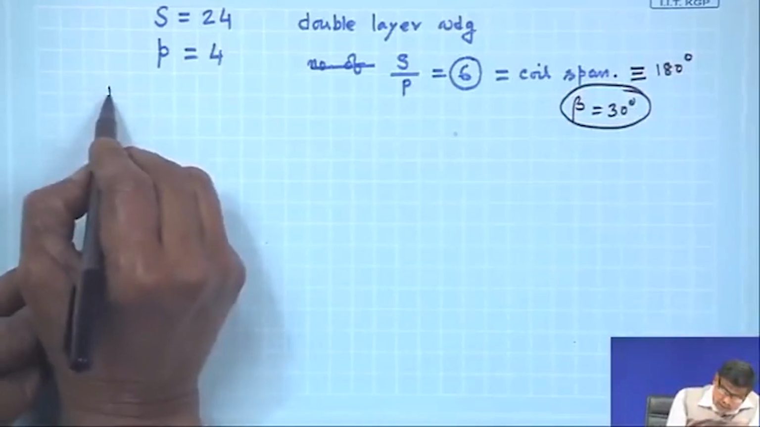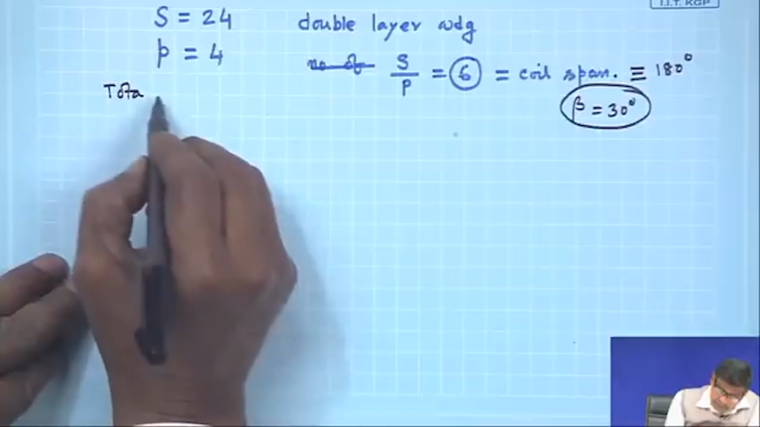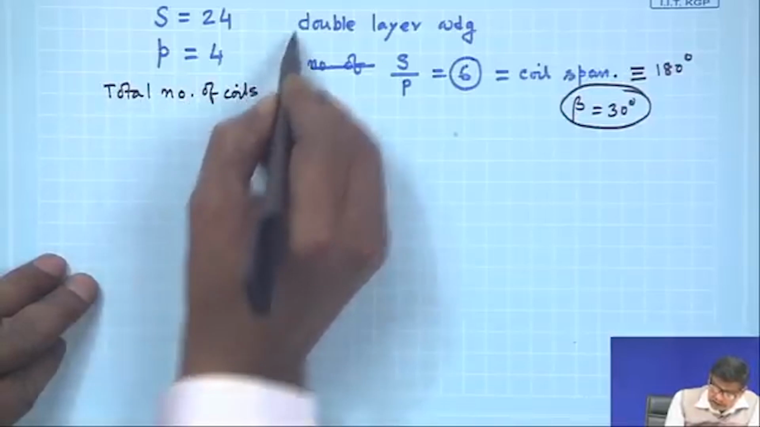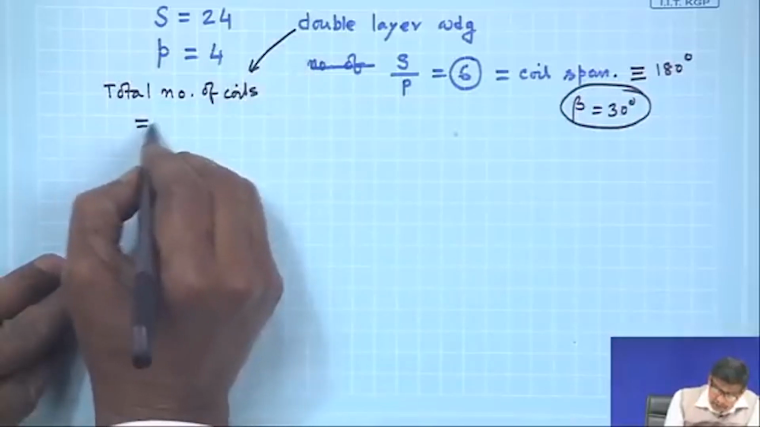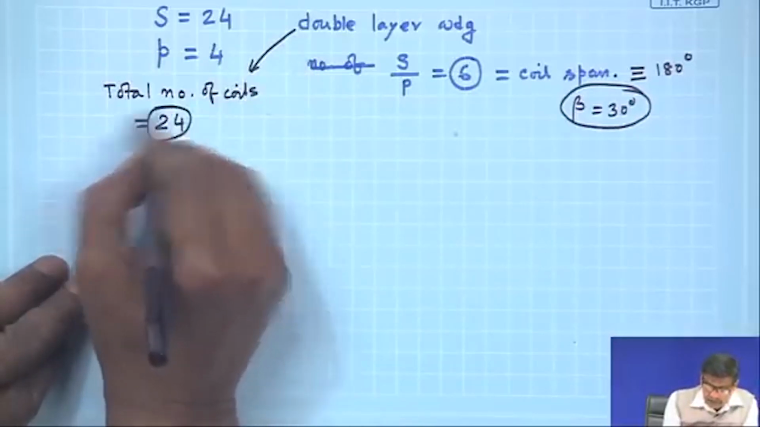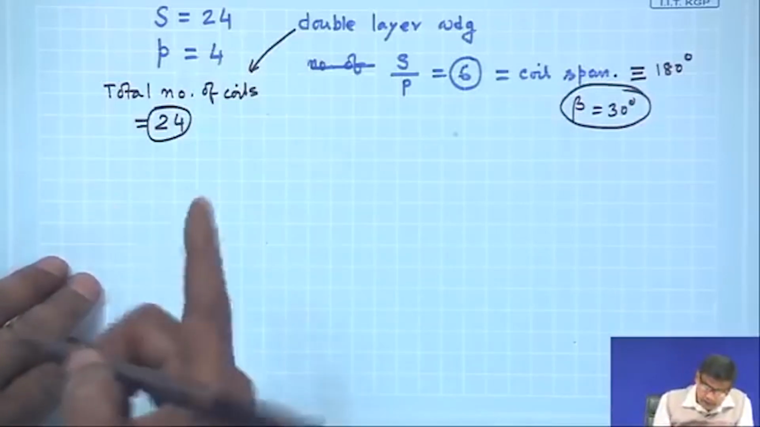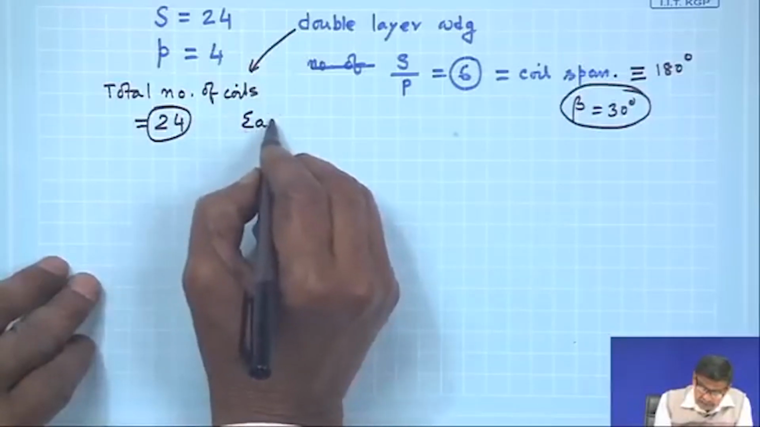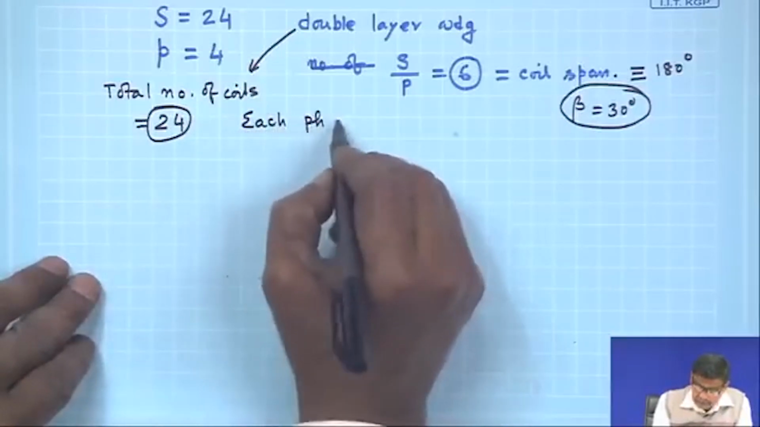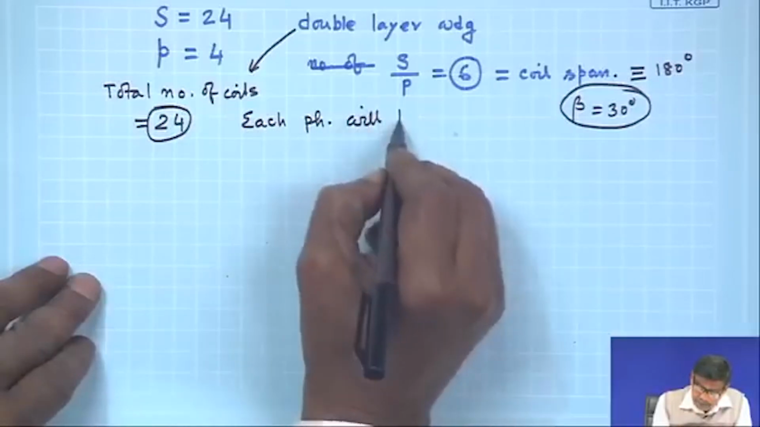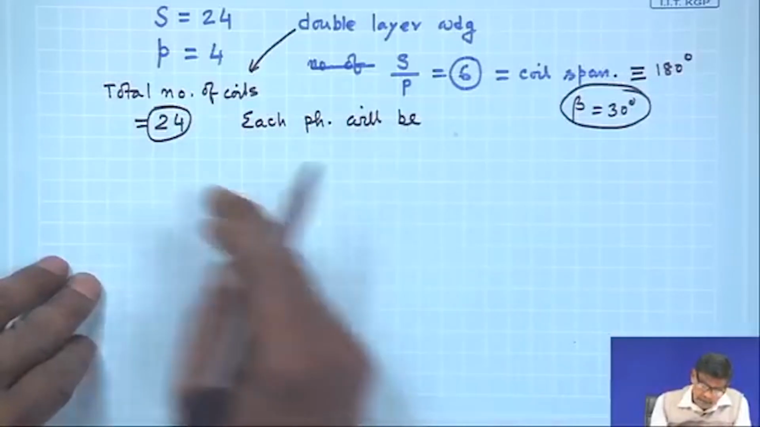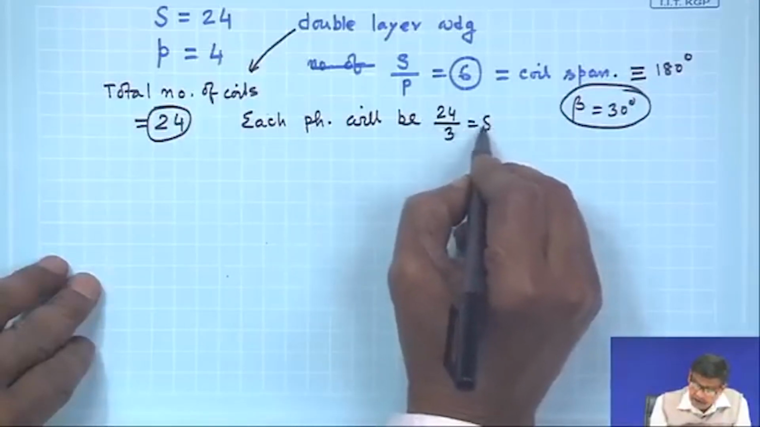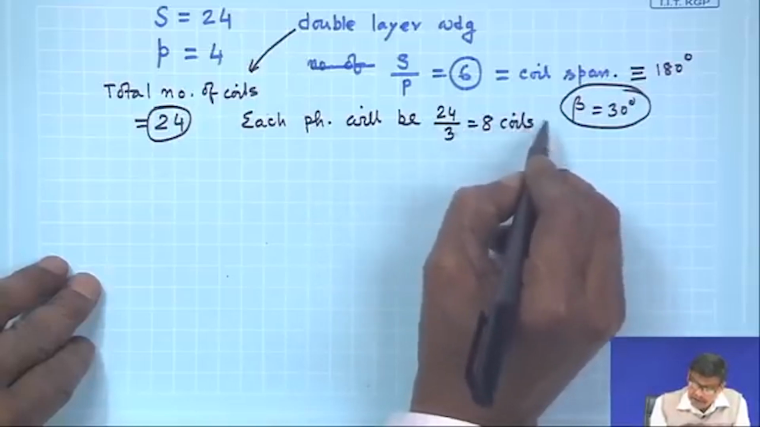Acha, what is the total number of coils? It is a double layer winding, so it must be 24, is it not? Therefore, I would expect that when the winding is complete, each phase will have 24 by 3 is equal to 8 coils. A total of 8 coils must be there.